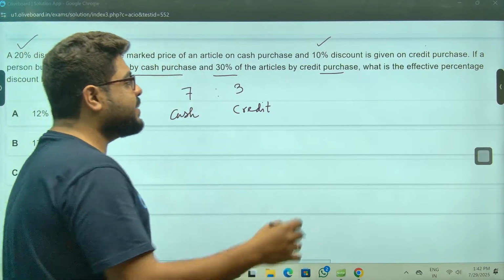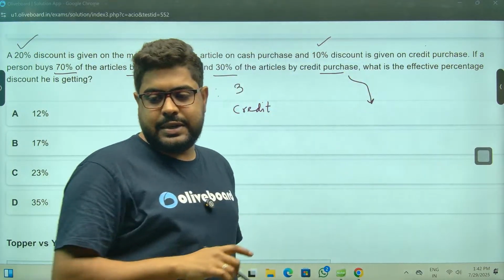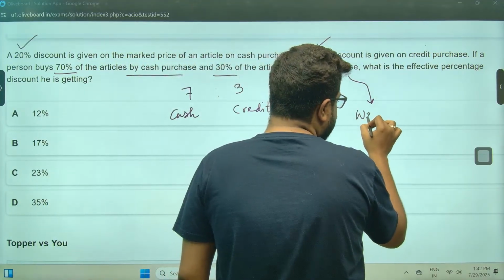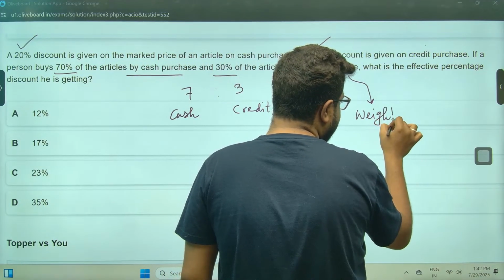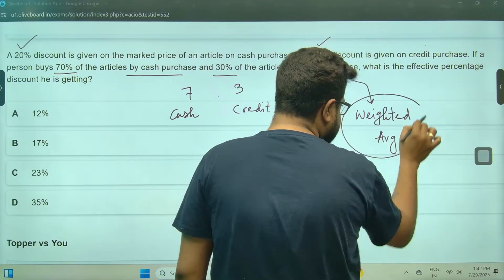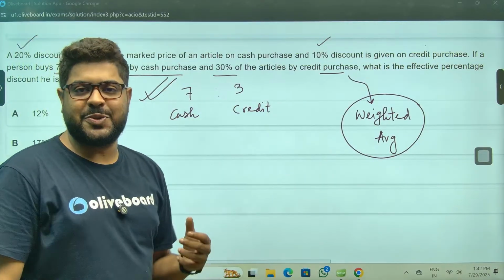So it's a very simple question. From reading this, you should be able to get to this conclusion. This is a very simple question of weighted average. We just need to calculate the weighted average. And that is the reason you see in the first line itself, I have written the ratio.